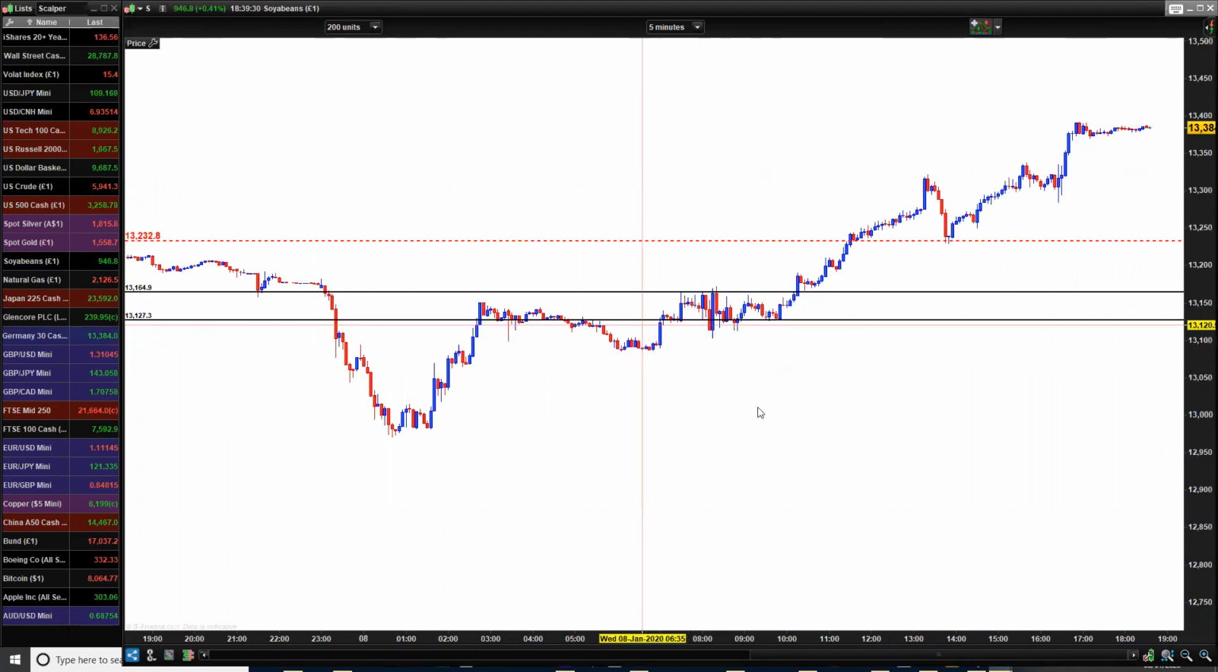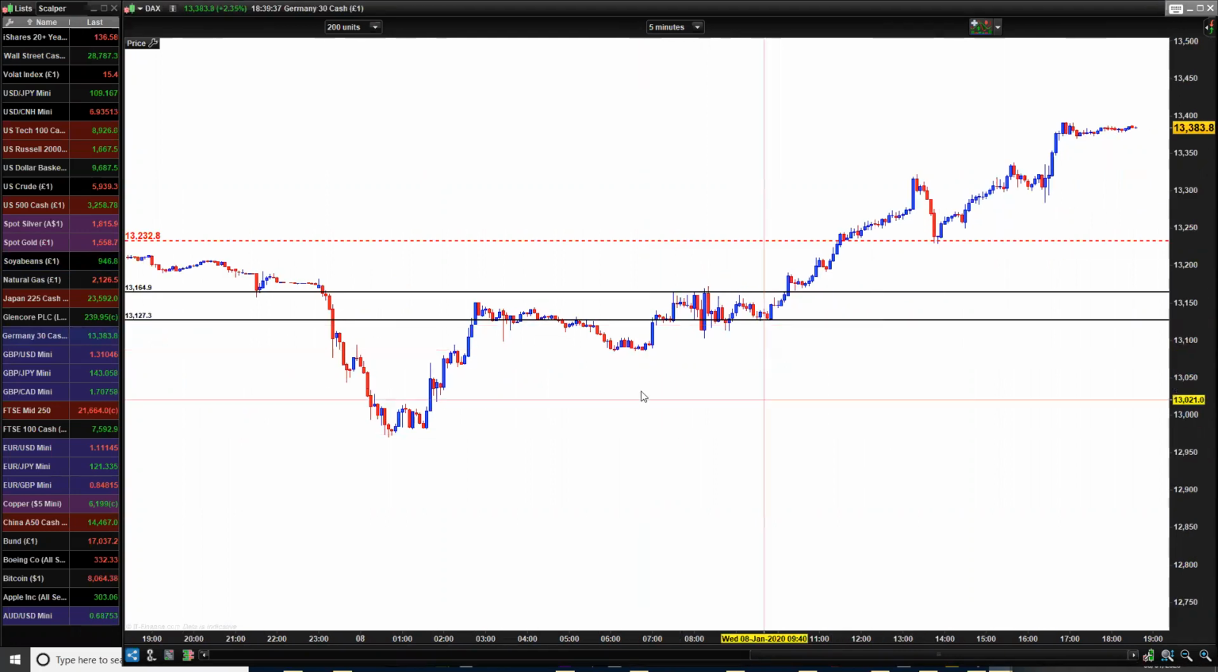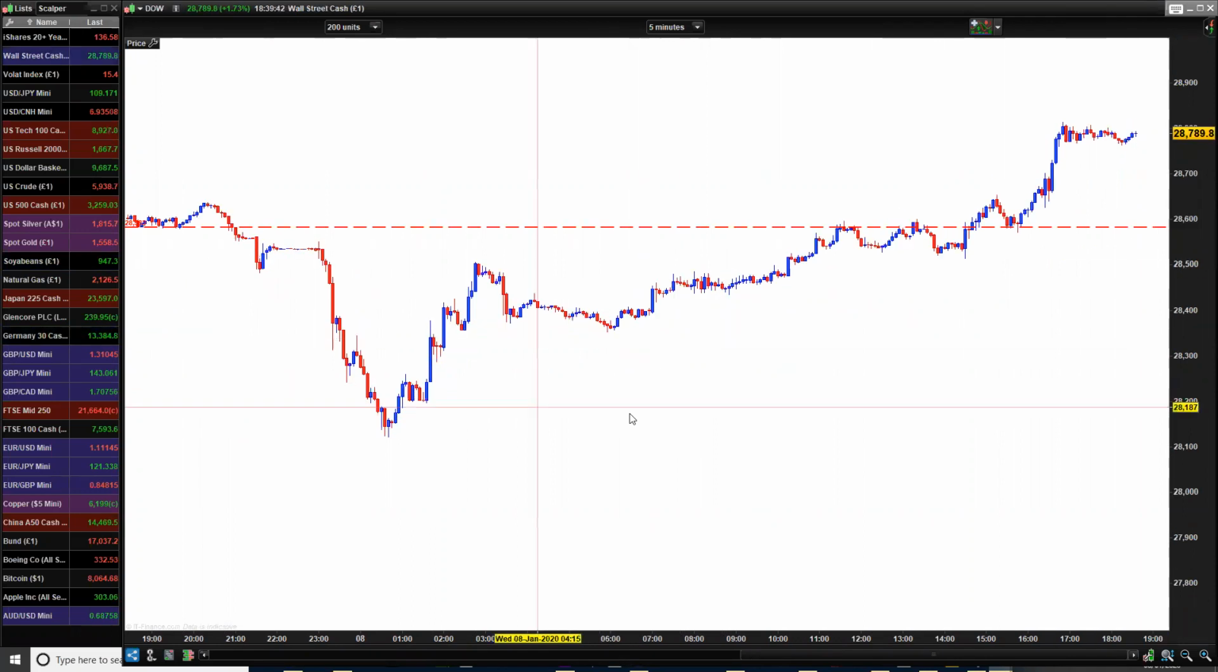DAX has been great today. That's how the DAX behaved today. And nice trades on the Dow. At the moment, it's not hesitating. Even the little dips are getting bought, so it's a great market.